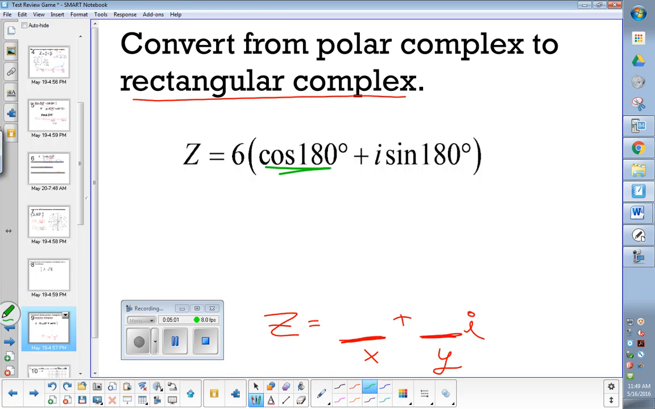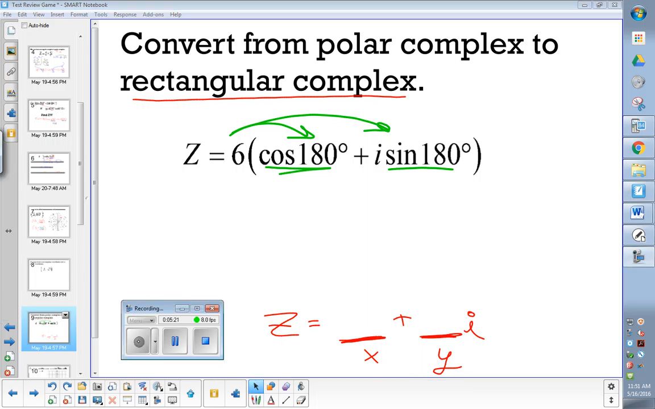What happens when you take cosine of 180? When you go to 180, what are you looking for? The x. What are you doing when you're looking at sine? You're finding your y. The only thing is, when you get done, you multiply by 6. You find your x, cosine of 180 times 6, plug it in. Sine of 180 times 6, plug it in.